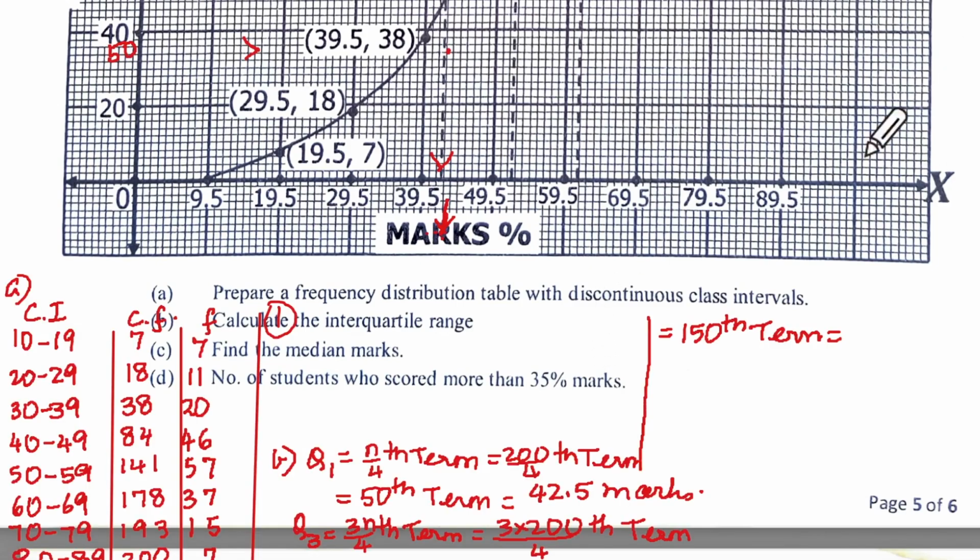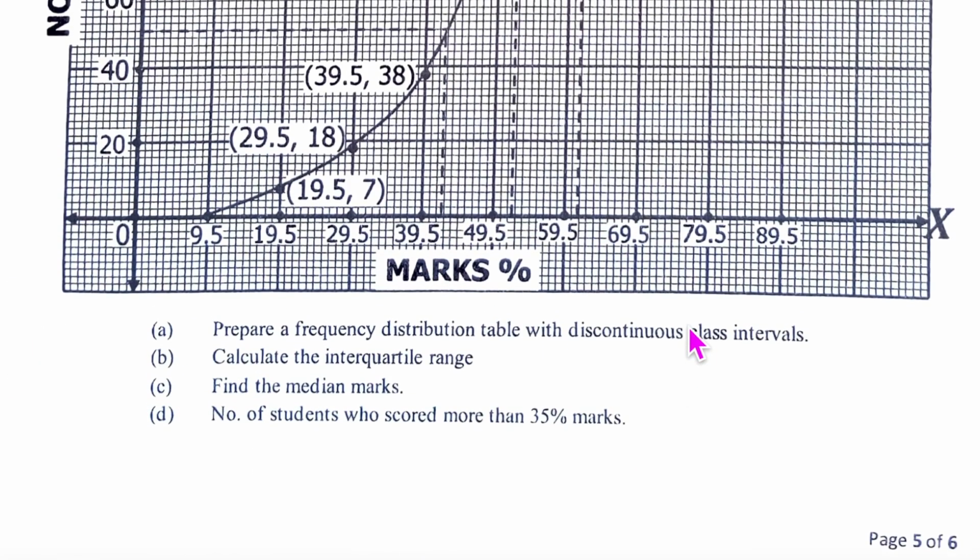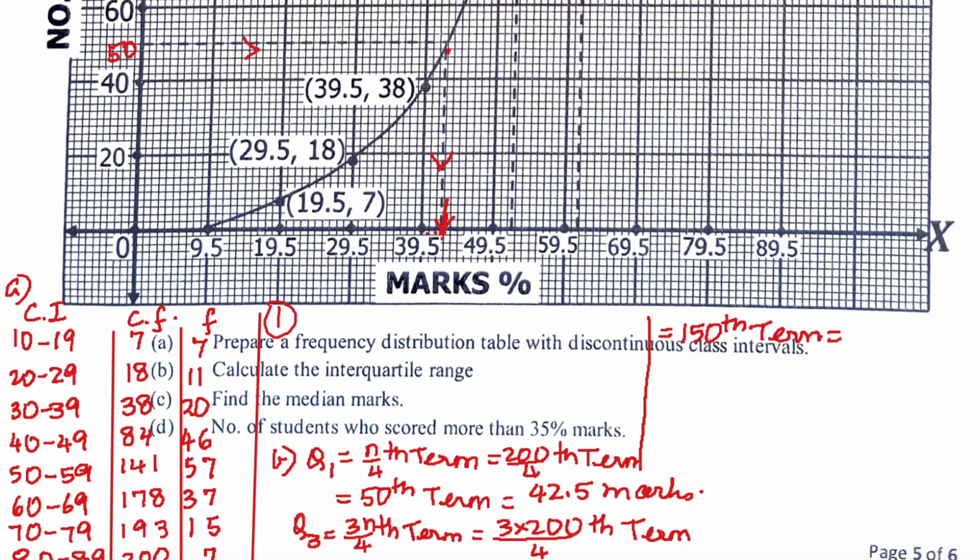So 61.5. The 50th term is this. So after 59.5, two divisions means 60.5 and 61.5. Did you say the same thing? But did you say marks? You forgot to say marks. Make sure that you write that marks also.